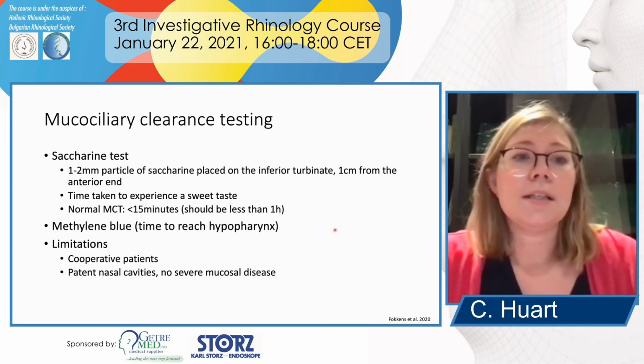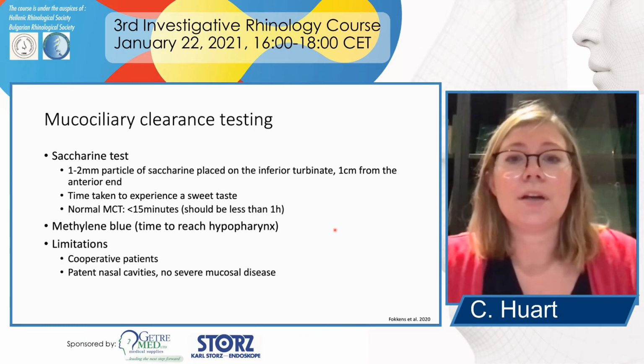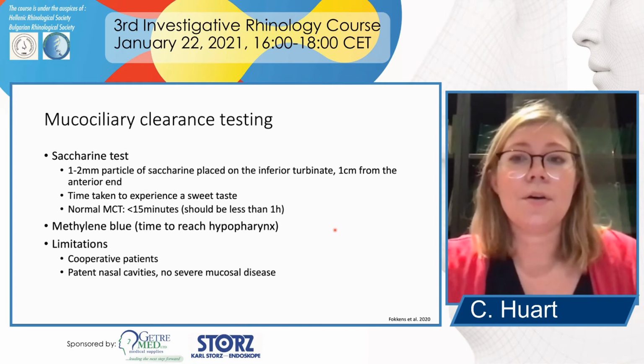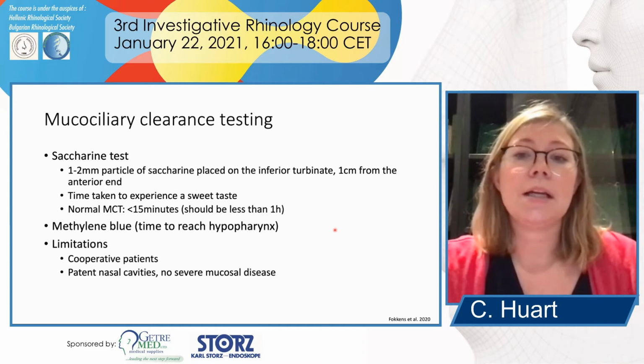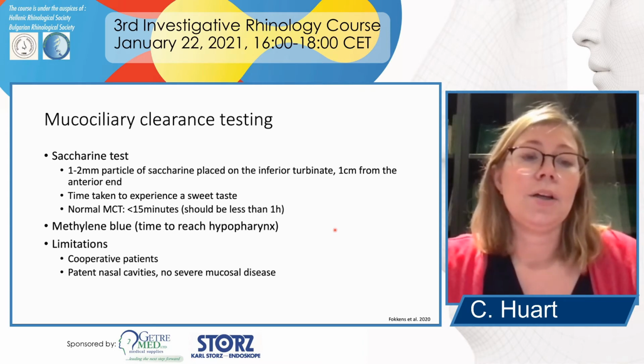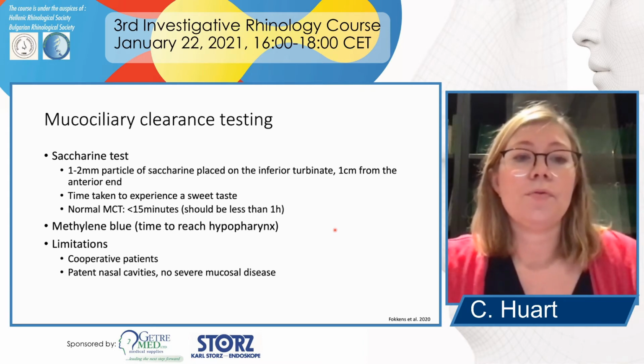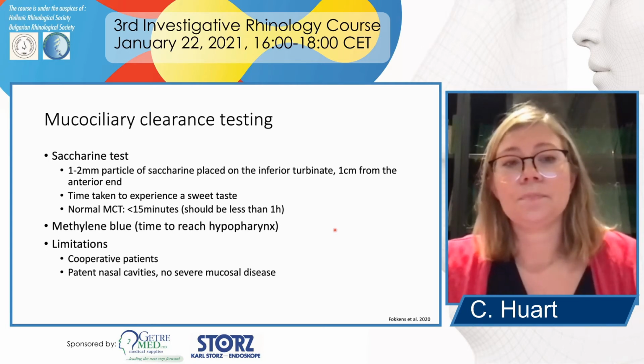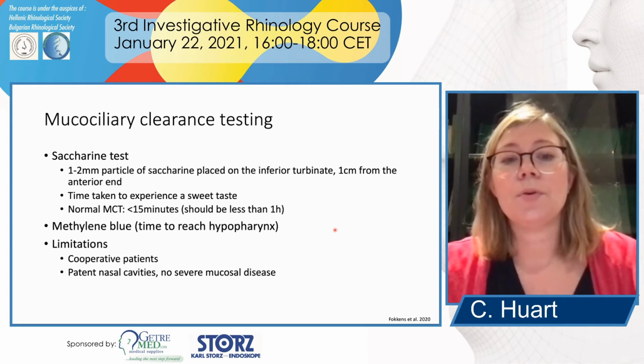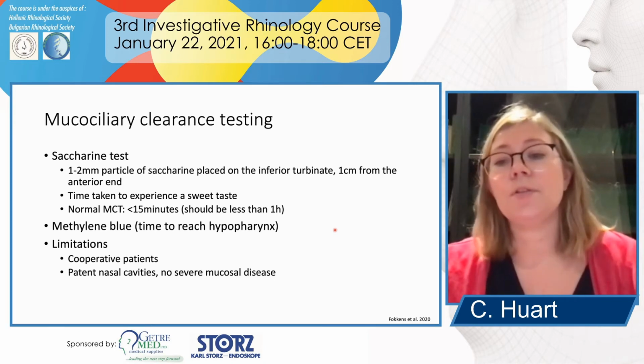The most common test is the saccharin test. A particle of saccharin is placed on the inferior turbinate, 1 centimeter from the anterior part of the turbinate, and the time taken to experience a sweet taste is measured. Normally, it's less than 15 minutes, but it should be less than 1 hour. Alternatively, this test can be performed using methylene blue, and the time to reach the hypopharynx is measured. The limitation is that it requires the collaboration of the patients. Patients must have a patent nasal cavity without severe mucosal disease.